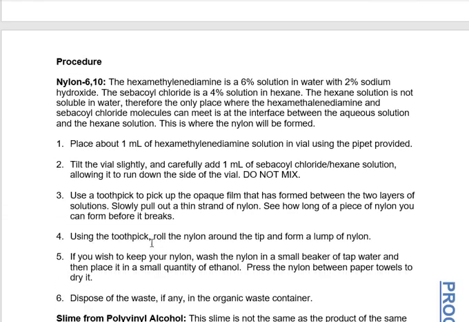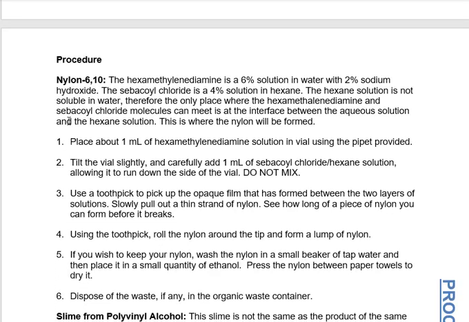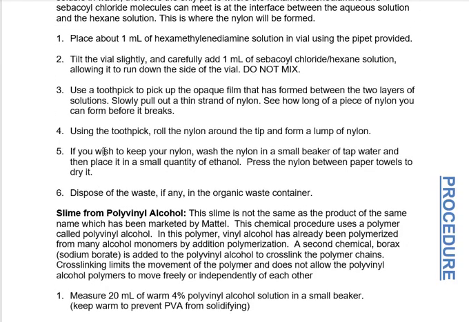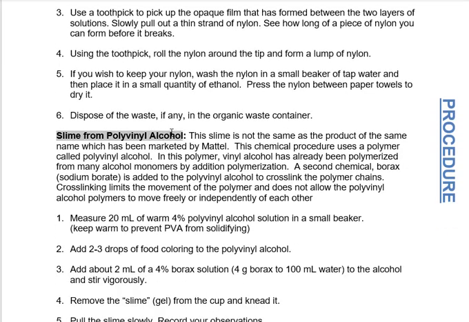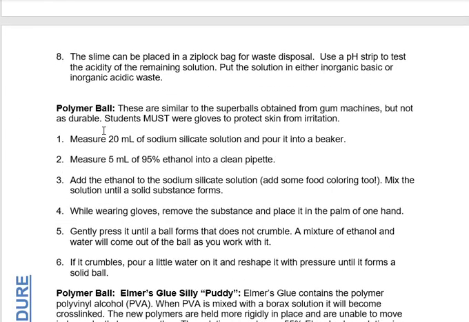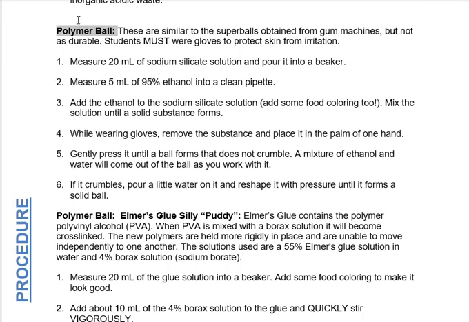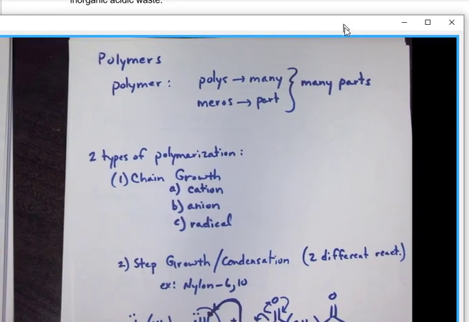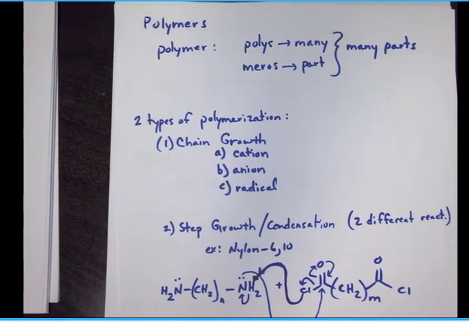With that being said, the 4 different polymerization reactions you're looking at, you're going to create nylon 610. That one's pretty cool looking. You're also going to create slime from polyvinyl alcohol, and that can look pretty gross. Then you're going to be having 2 different polymer ball based experiments, where you can either have the polymer ball, or what you could also consider silly putty, where you use Elmer's glue. But with that being said, kind of coming back over here and talking about things.